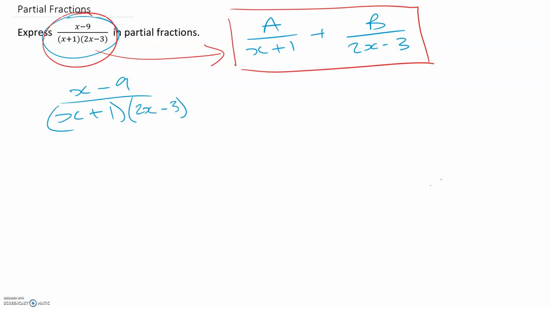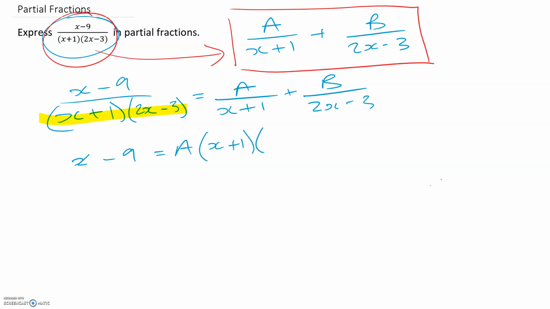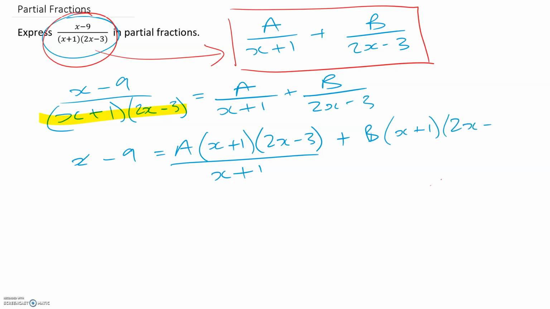this equals this. Now, if we multiply both sides by the denominator over here, if we multiply both sides by this, then we will get x minus 9 on the left, and we'll have a times by x plus 1, 2x minus 3. Still got this on the bottom, and we've got b, x plus 1, 2x minus 3, all over 2x minus 3. So you can see that this will cancel with this, and this will cancel with this.